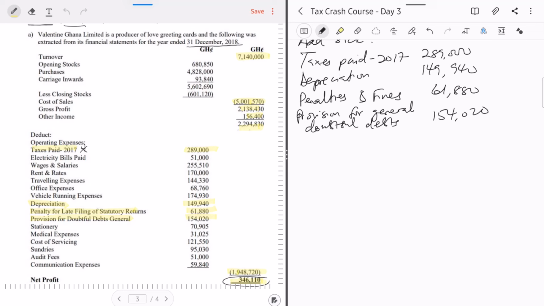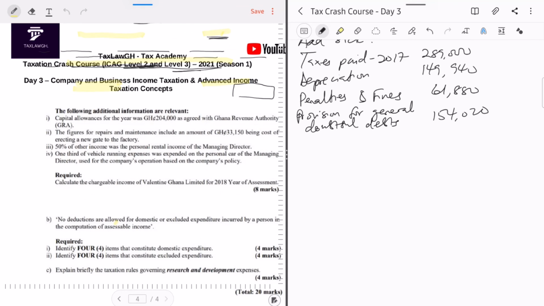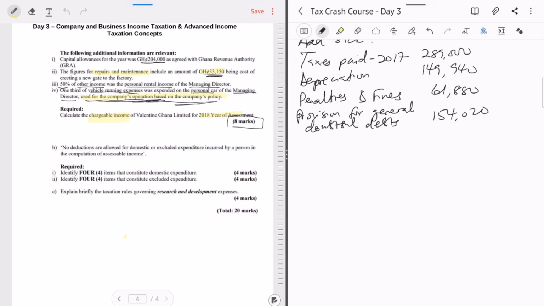What's repairs and improvements? Okay, they didn't mention, but they said it's in the question. So it includes 33,150 being the cost of a new gate. If you are erecting a new gate, that gate is now an asset that must be capitalized. So we need to add it back here and grant capital allowance.